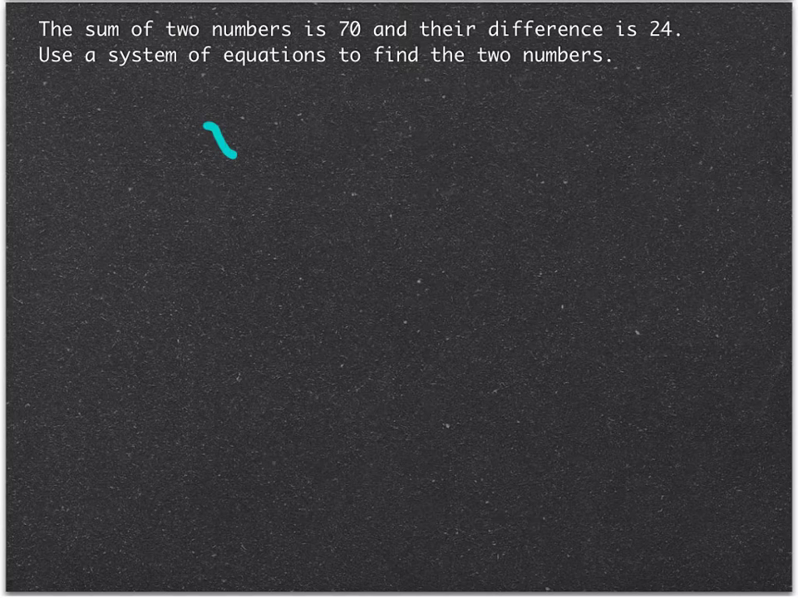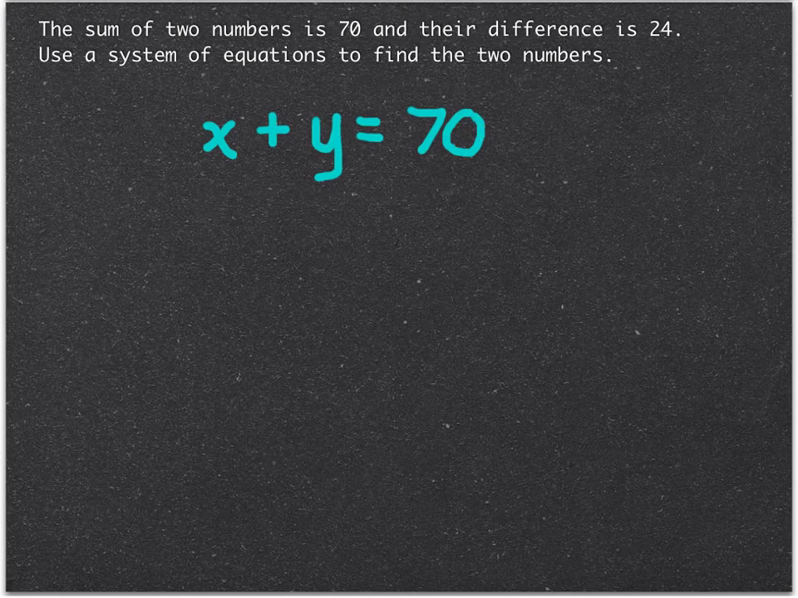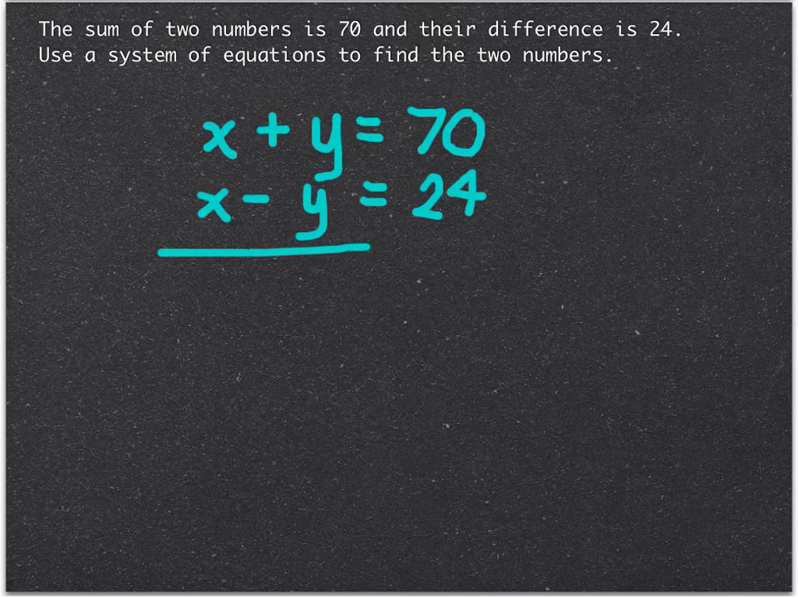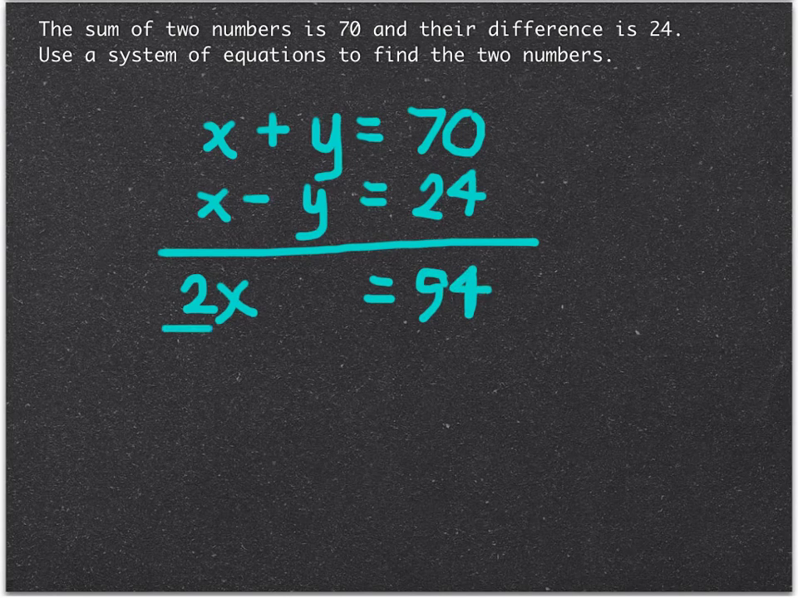So the sum of two numbers, I can just use my numbers as x and y. I don't really know what those are. Sum, of course, means adding. The difference is 24. Difference, of course, means subtracting. So sure enough, there is my little system. And as you can see, we right away have this opposite situation, so I can add them up. 1x and 1x is 2x. The y's are eliminated here. 70 and 24 is 94.